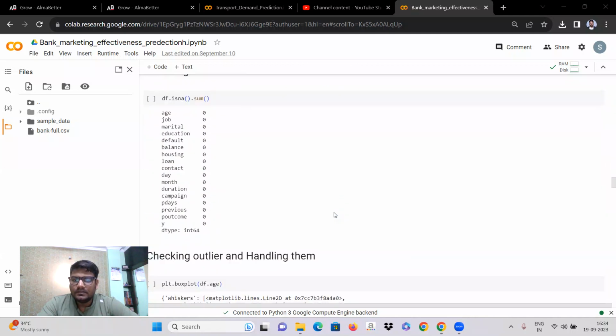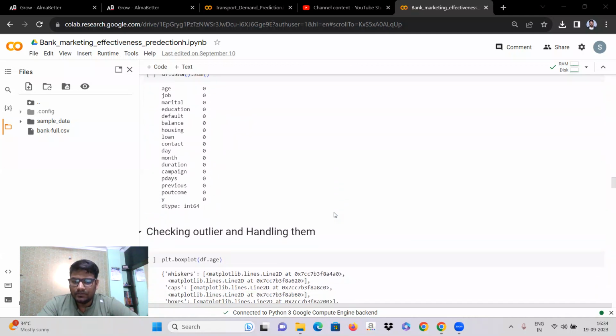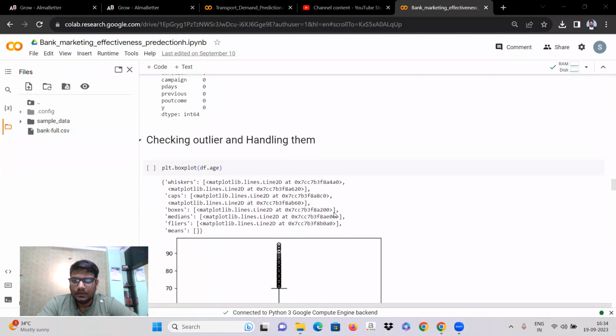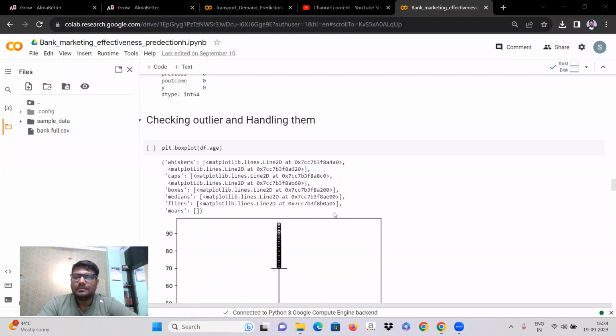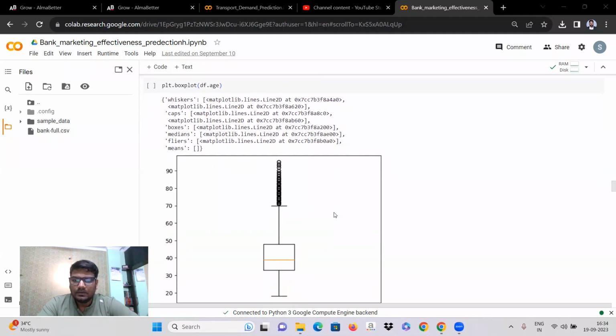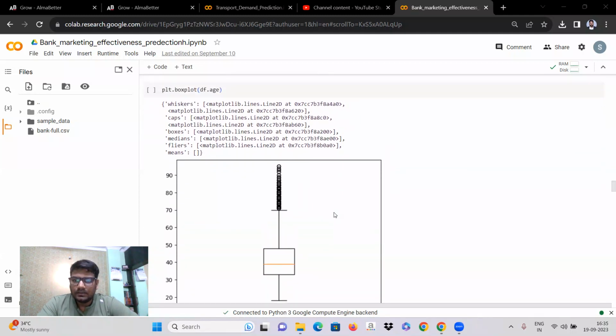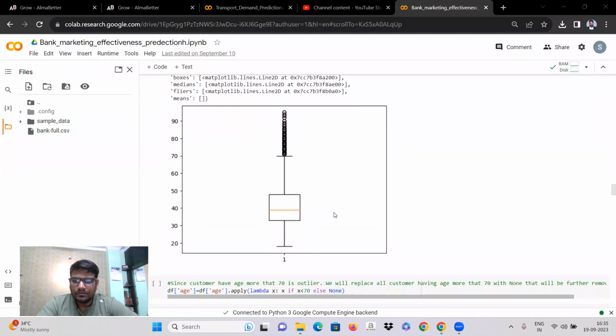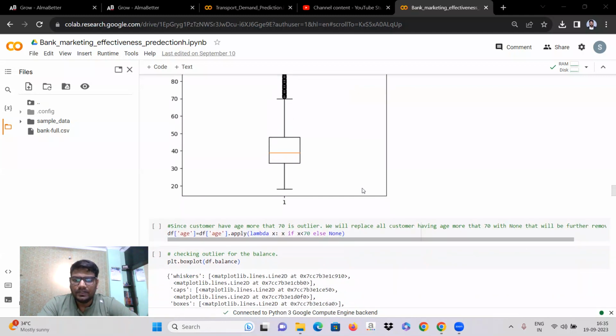We see that there are no null values in our data, so we'll be checking for outliers and handling them so that our model may not get impacted by the outliers. Here is the outlier box plot for age. People having more than 70 years of age usually do not subscribe to the term deposit, but they have subscribed a certain number of times, so we will be removing them.